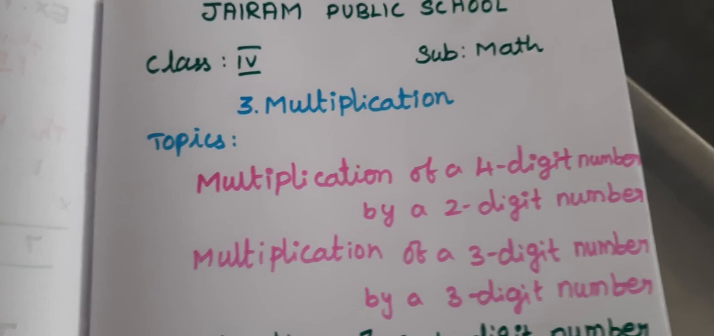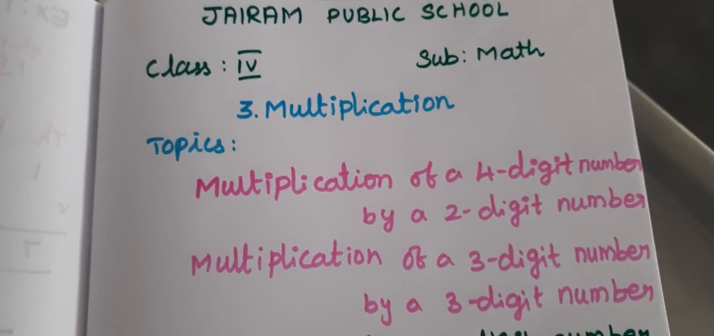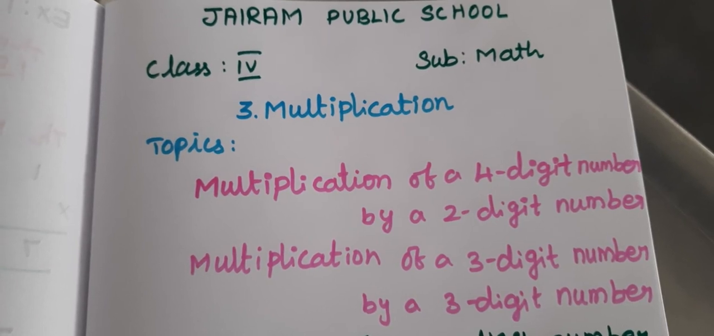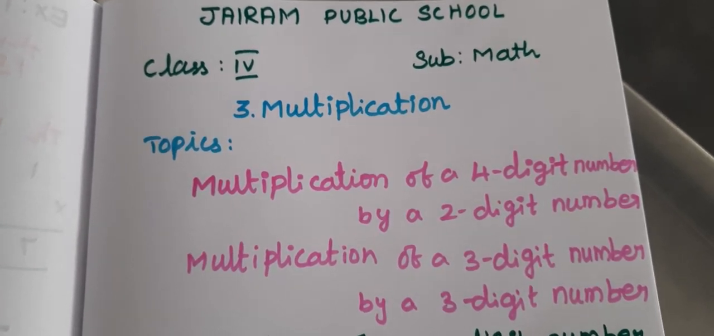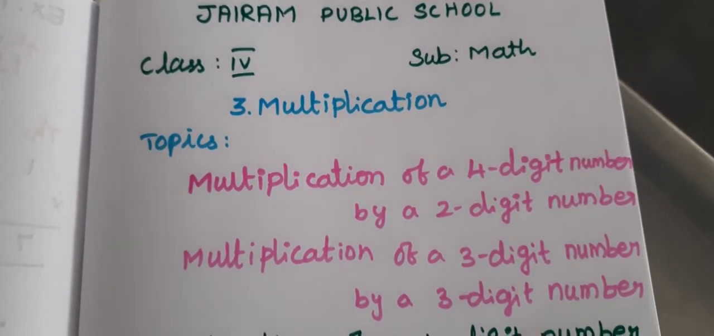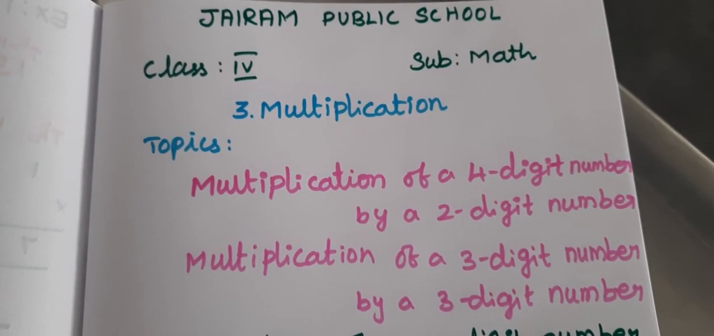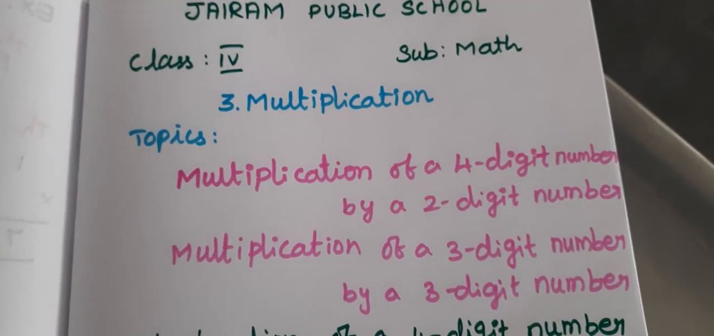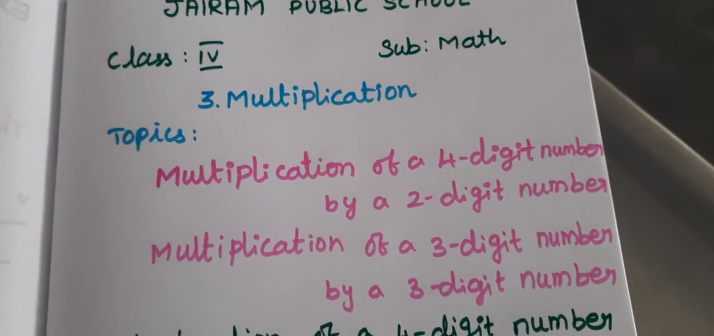In the previous session we discussed the introduction of multiplication, multiplication of a 4 digit by a single digit number, and the last one, multiplication by using the expanded form. I hope everyone had understood the concept clearly.